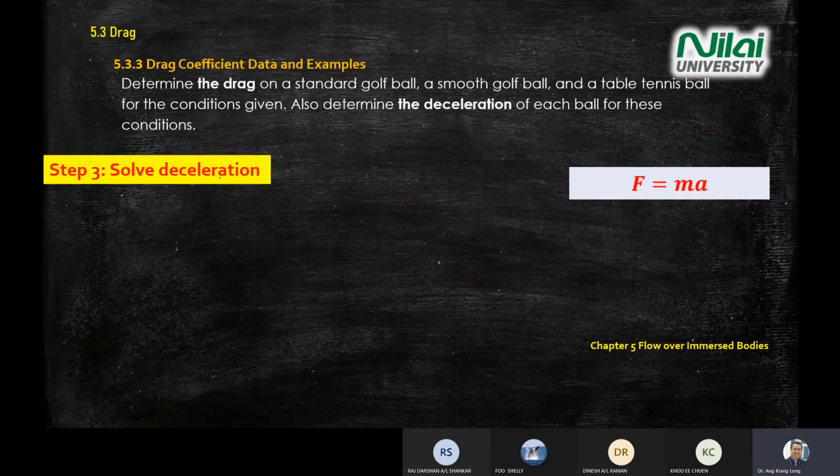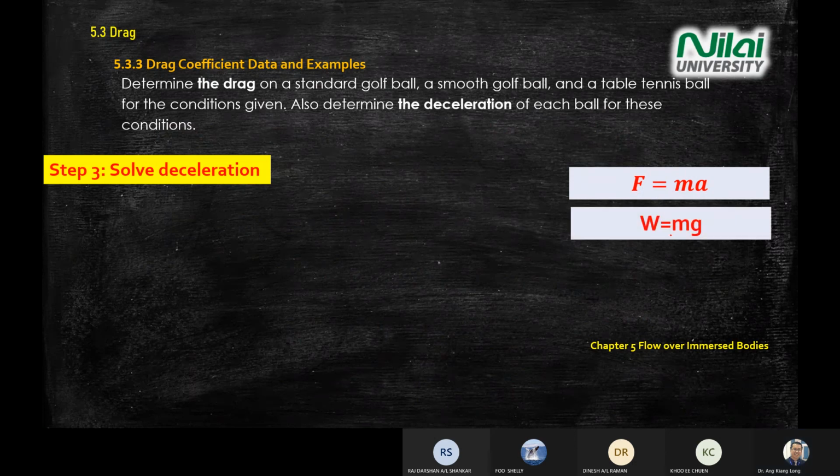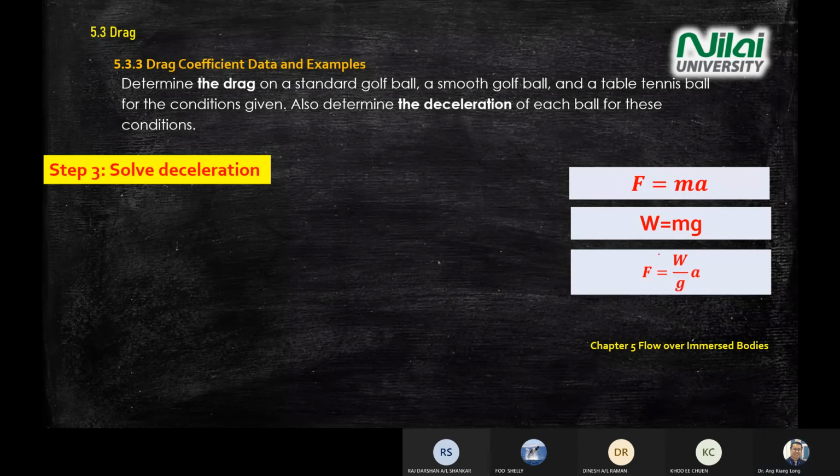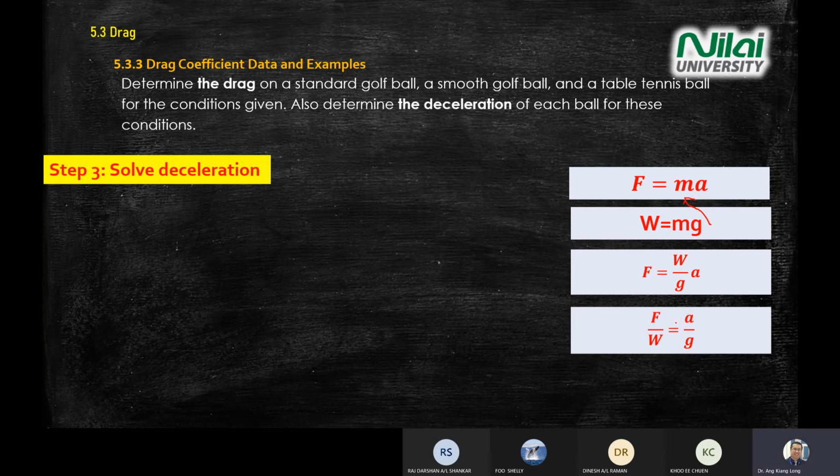So how do we solve for the acceleration? Again, recall Newton's second law, F equals ma. So we know the weight equals mg. So you rearrange the equation, you substitute back, and you get F equal to W divided by g times a. So you have a ratio; then you rewrite again, you put the W over here. F divided by W equals a divided by g. You get the ratio equation.